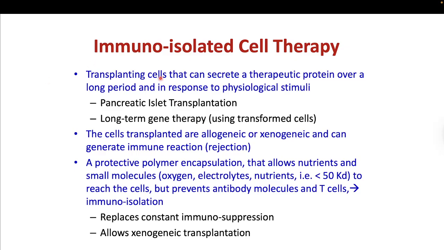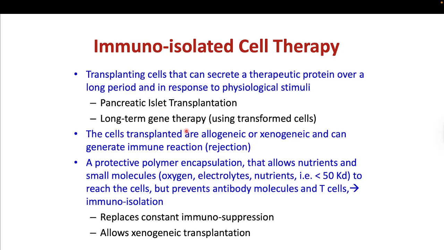So your transplanted cells can secrete a therapeutic protein over a very long period in response to a physiological stimuli. People have tried using this concept for pancreatic islet transplantation. These are cells which actively produce insulin. It is also used for long term gene therapy using transformed cells.